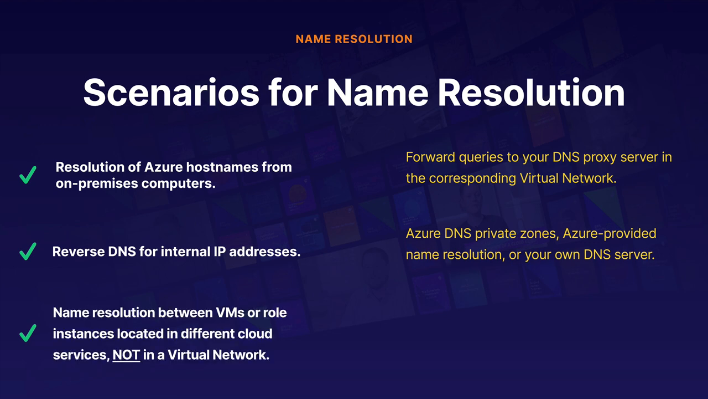And lastly here, we have name resolution between VMs or role instances located in different cloud services, not in a different virtual network or the same virtual network. So we're talking about you have VMs in Azure, and then you have VMs, or say a SQL database or something, in Amazon Web Services. Well, you can't do that outside of a virtual network. So at that point, your DNS is going to be internet-based, and it's not something you can really configure.